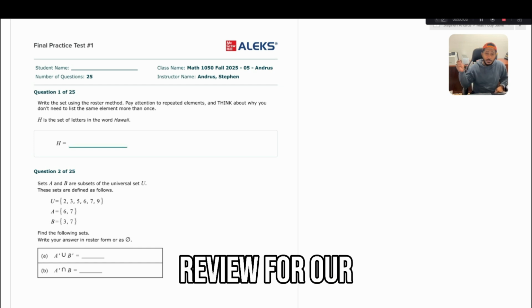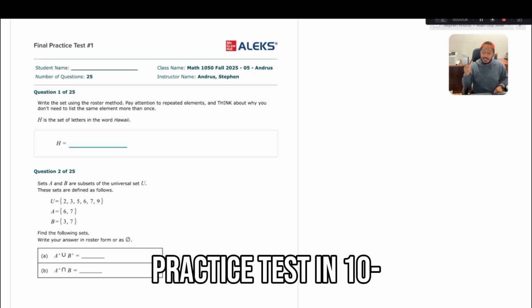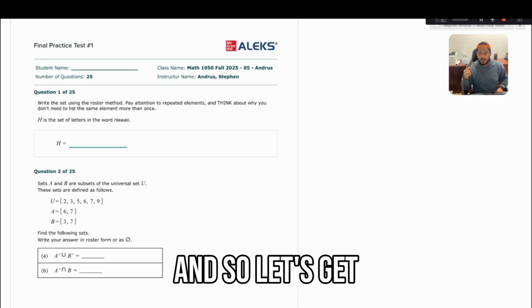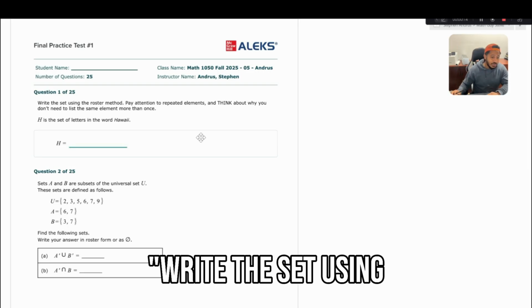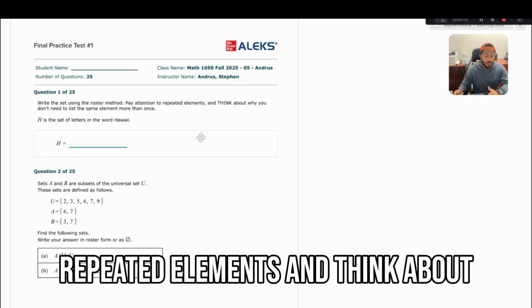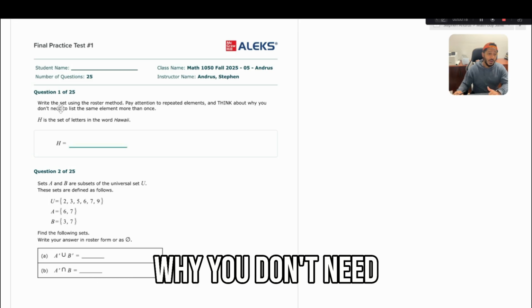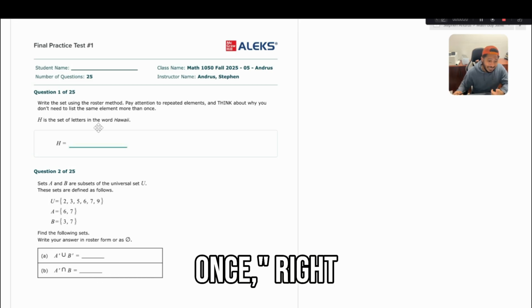All right, so this is a review for our final exam practice test in Math 1050. And so let's get to it. So this first one here says, write the set using the roster method. Pay attention to repeated elements and think about why you don't need to list the same element more than once, right? So keep that in mind.